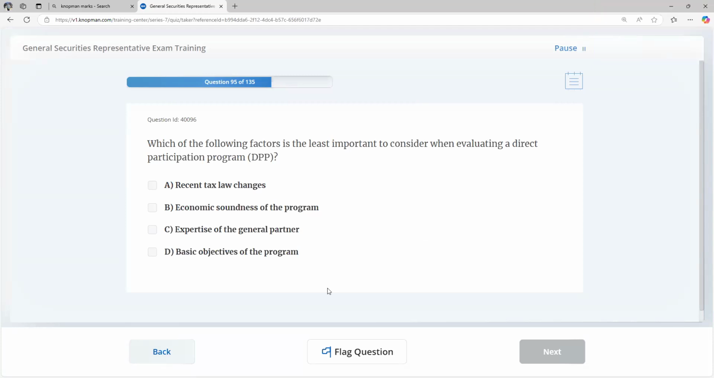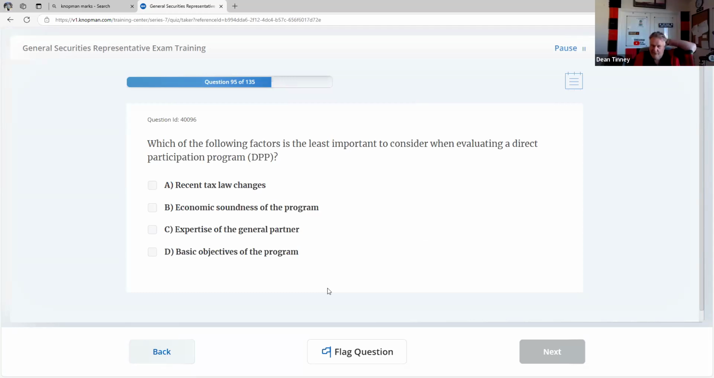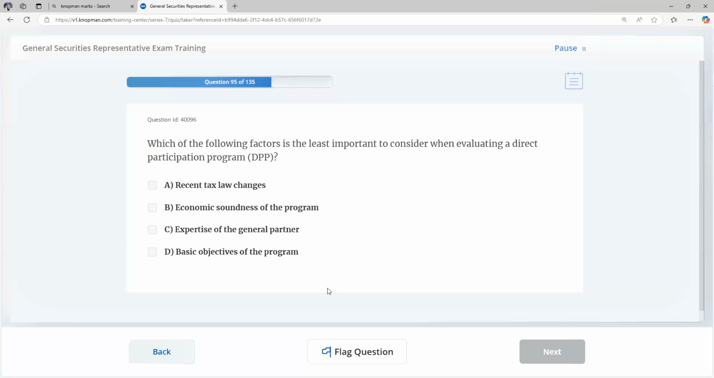Okay, so which of the following factors is the least? We'll assume it and see if we get this right, but when we get the rationale, I like the takeaway from the question, and I'll tell you what I think the takeaway is. I've never had a question like this, so I'm probably going to get this one wrong. Which of the following factors is the least important?